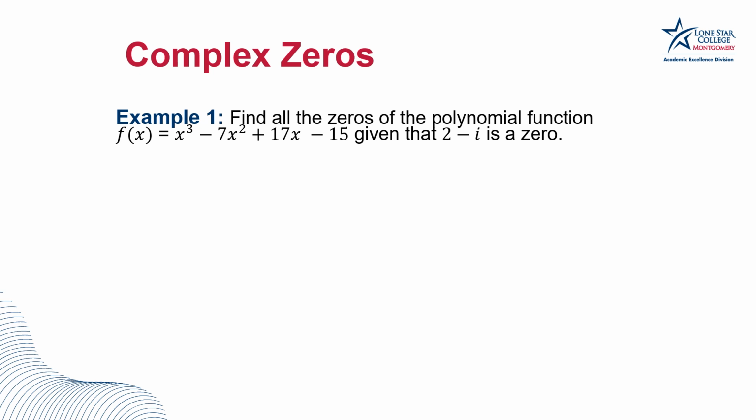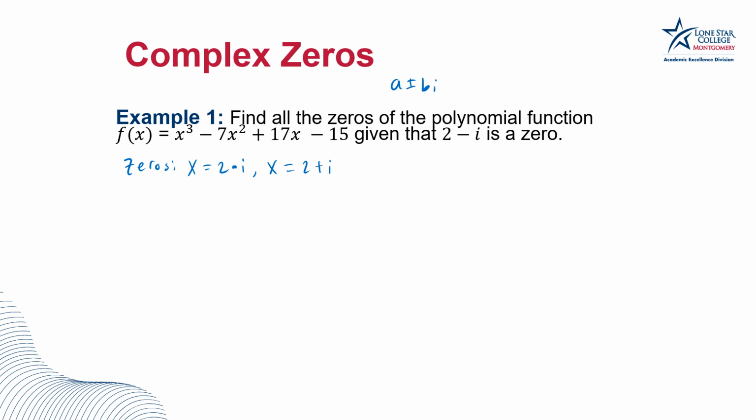So one thing to consider is that whenever we are given a complex zero, we also have to consider its complex conjugate as a zero as well. So remember that a complex number can be written as a plus or minus bi. So if we are given a plus bi, we know it also has its conjugate as a zero, a minus bi. So we know that one of our zeros is 2 minus i. Then its complex conjugate, x equals 2 plus i, is also a zero.